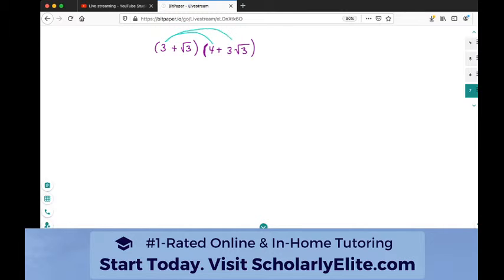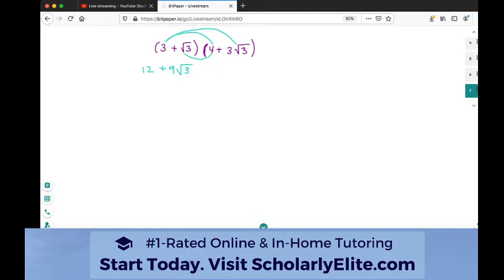Okay, so using our saber-tooth method, as one of my old students used to say, we're going to do that multiplication. So obviously 3 times 4 is going to be 12. And then 3 times 3 root 3, well, 3 is a number, and times 3 root 3, those two numbers are going to multiply. So it's actually going to become 9 root 3. The root stays unchanged. So let's do this now.